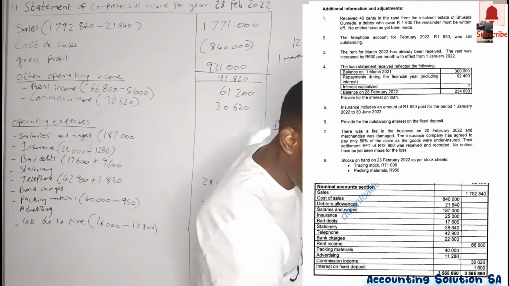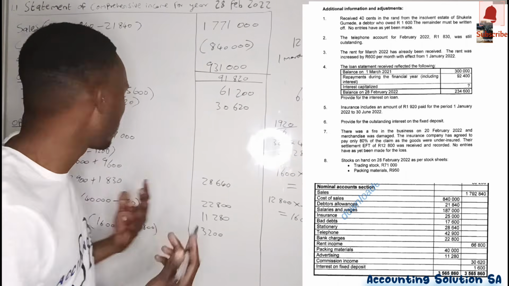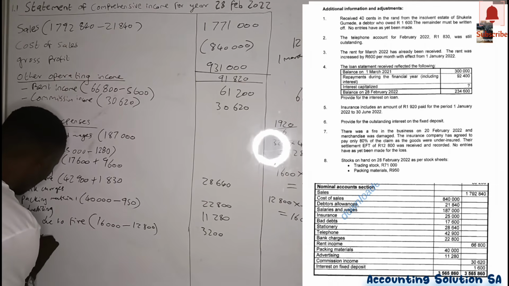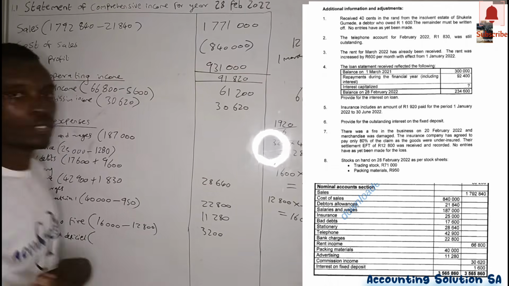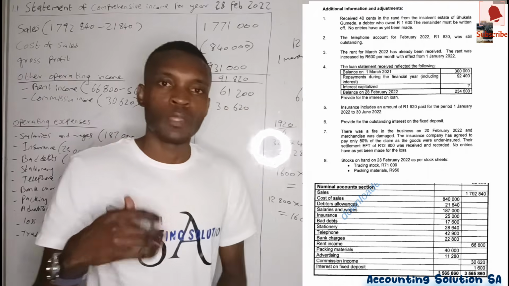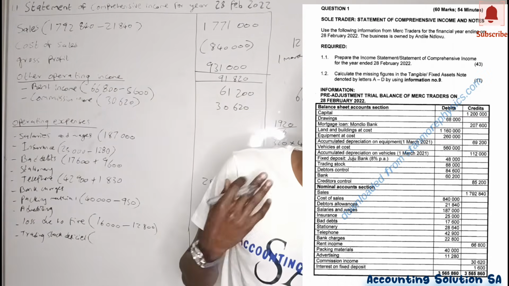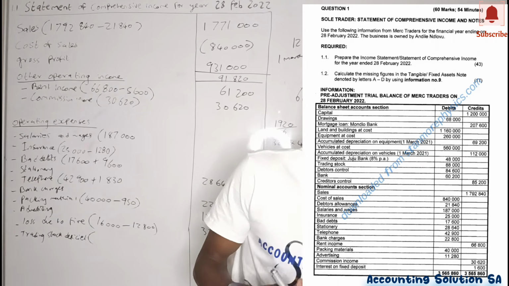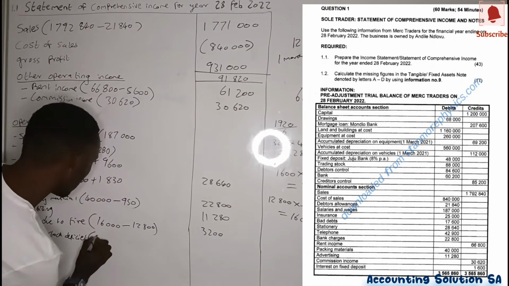Another transaction that we have to do is a trading stock deficit. How do we do this? Very simple, guys. The first one, you take the balance from the trial balance. This is the one that we have to take under the balance sheet account section. At the beginning it was 88,000.